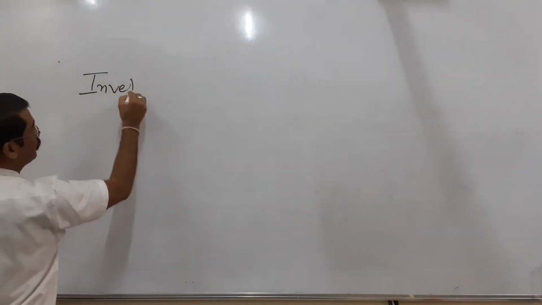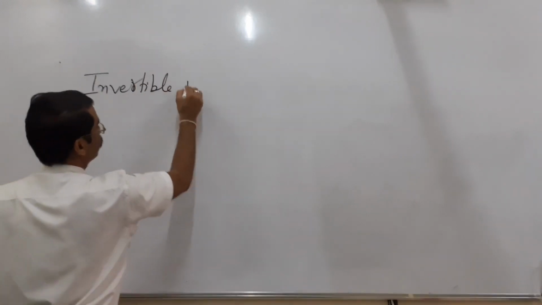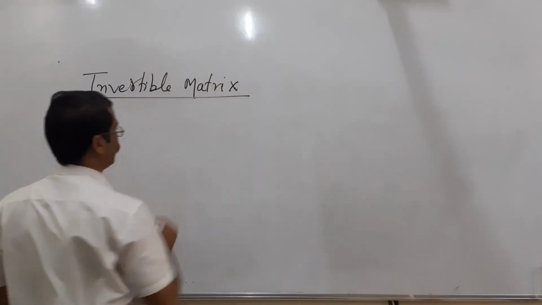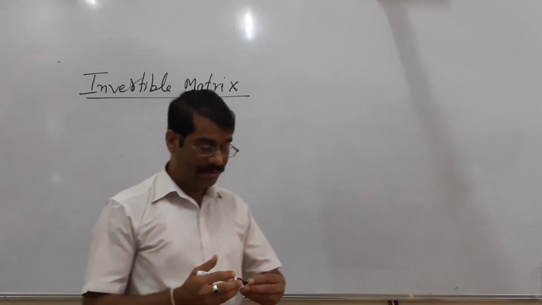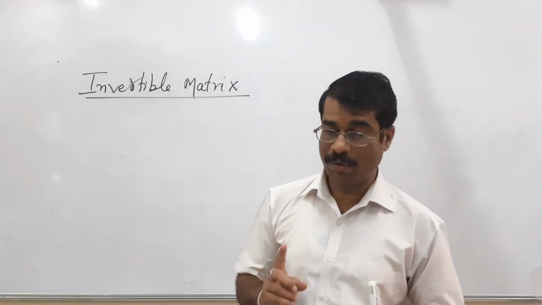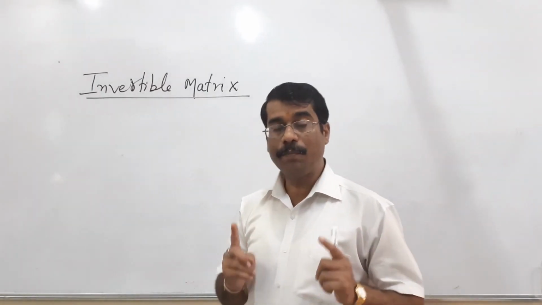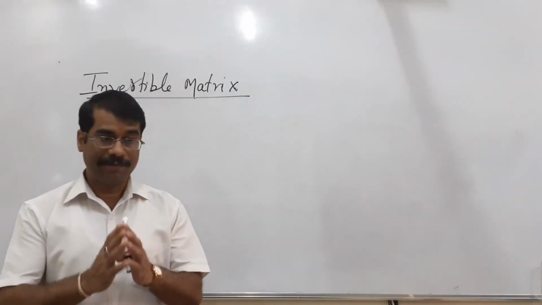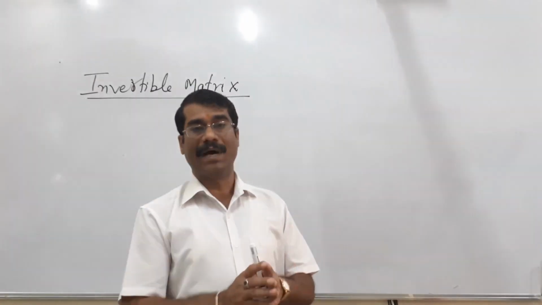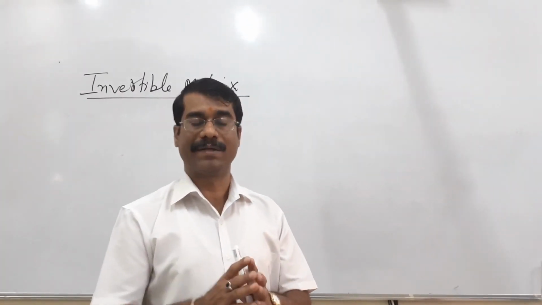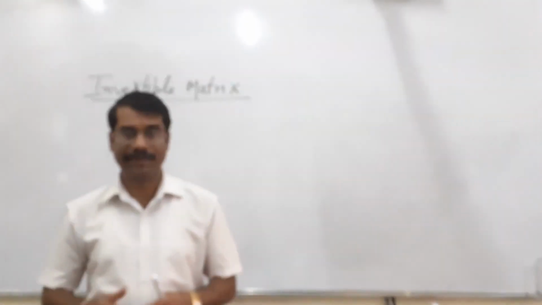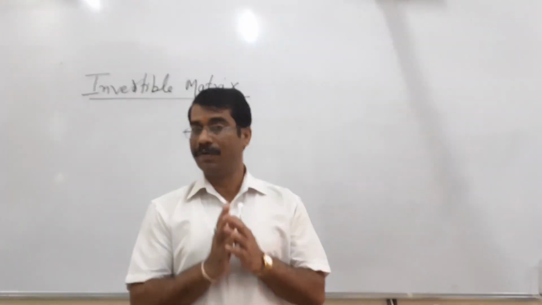Invertible matrix. Always try to understand that the inverse of a matrix is only possible for a square matrix. Only and only for a square matrix. If you wish to find the inverse of a matrix, we'll always look at a square matrix that has an inverse. Otherwise, if you talk about a rectangular matrix, sorry, there is no inverse for a rectangular matrix. The inverse of a matrix is only possible for a square matrix. We will always keep this in mind.